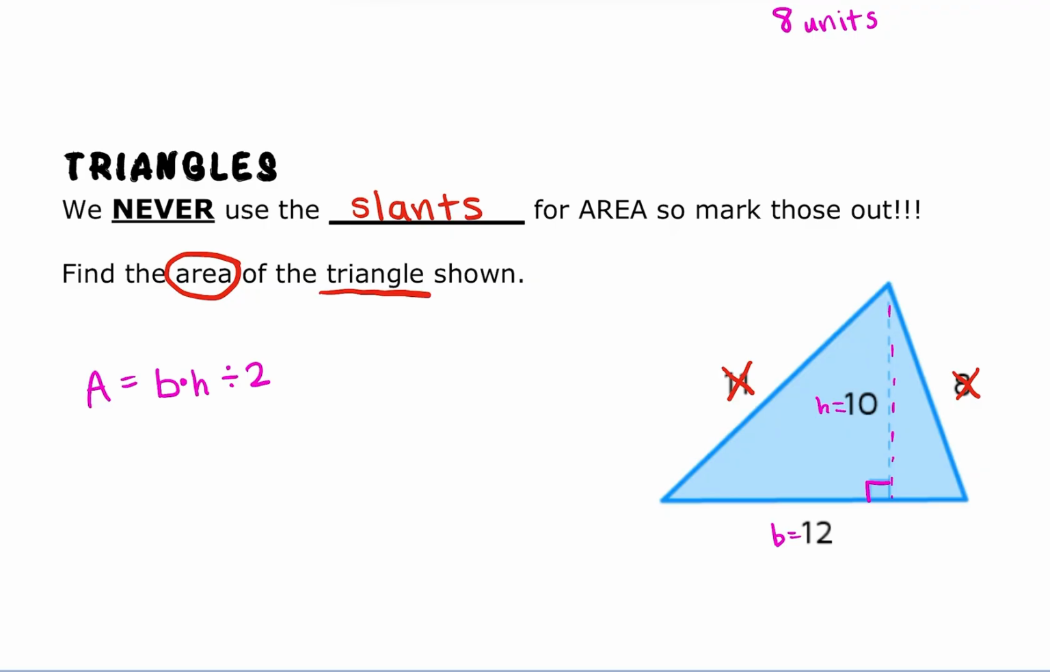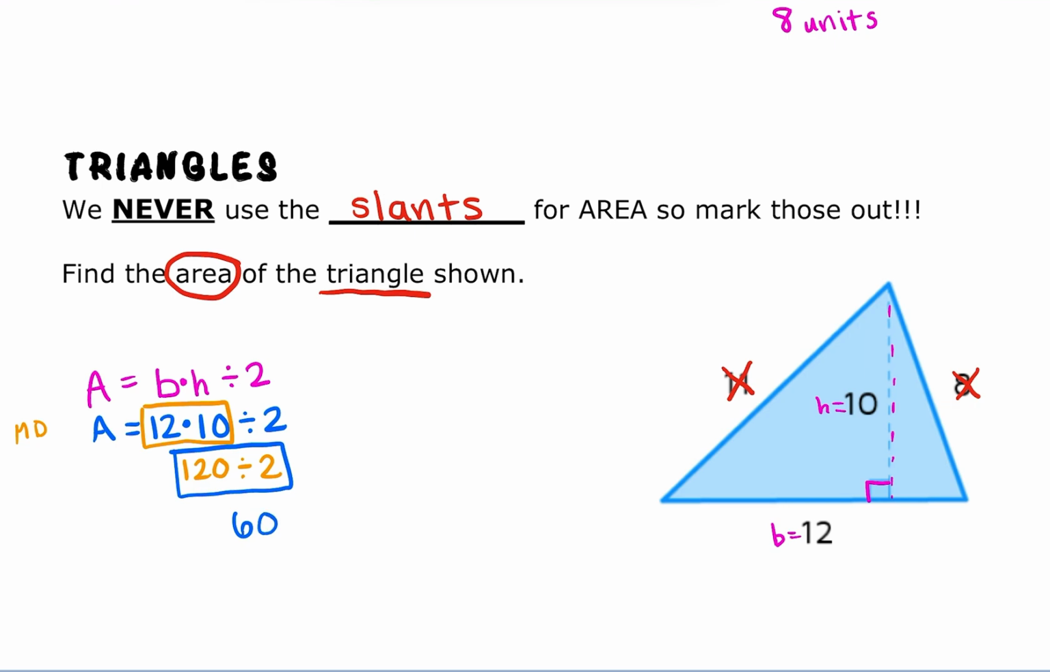And then let's plug that in. So base was 12. So for B, I put 12 times H is 10 divided by 2. All right, and then now we actually need to solve. And since I have multiplying and dividing, we can think of our tower. What would go first? Multiplying and dividing, we do left to right. So multiplying first. We would have multiply, then divide. So 12 times 10 is 120. And then I still have to divide by 2. And then if I divide by 2, 120 divided by 2 is 60.